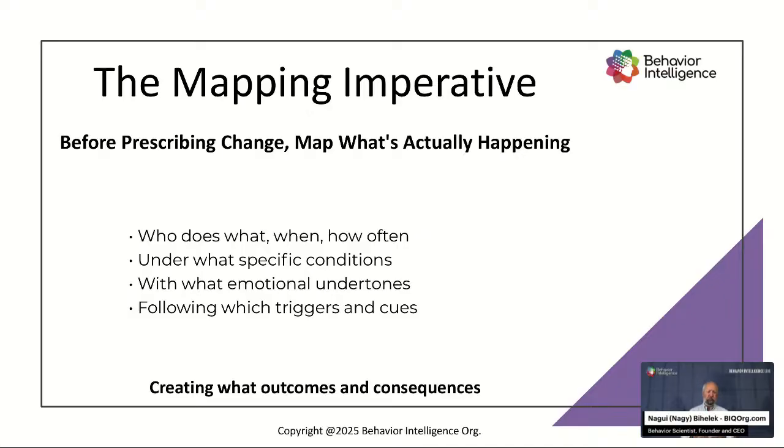But here's a simple process. It's just do this, right? Who does what, when, and how often, okay? Under what specific conditions? What's the trigger? We talked about that last week. What's the trigger that creates that situation? What's the emotional undercurrent? Because emotion does play into it, and emotion is more about the self-protection, okay? And we talk about that in another session. And then following which triggers and cues and documenting those.